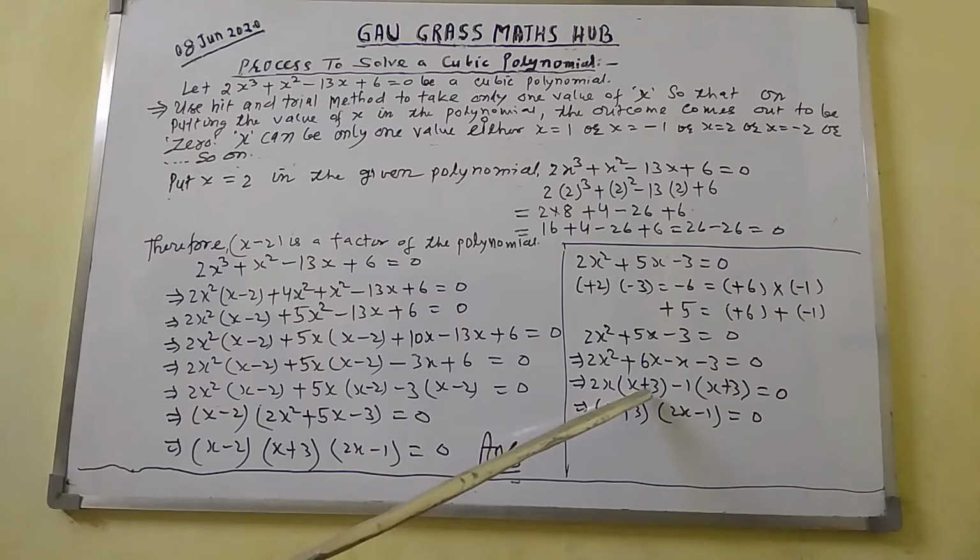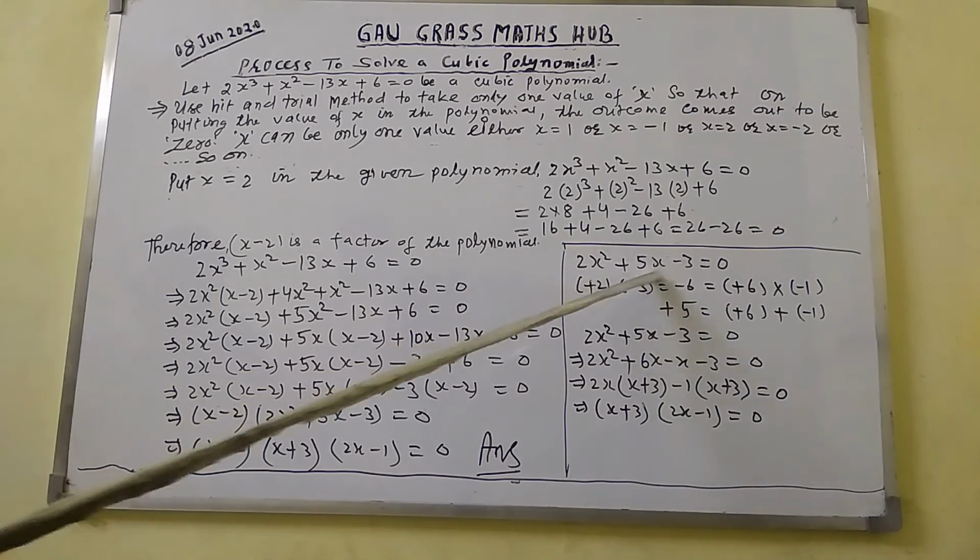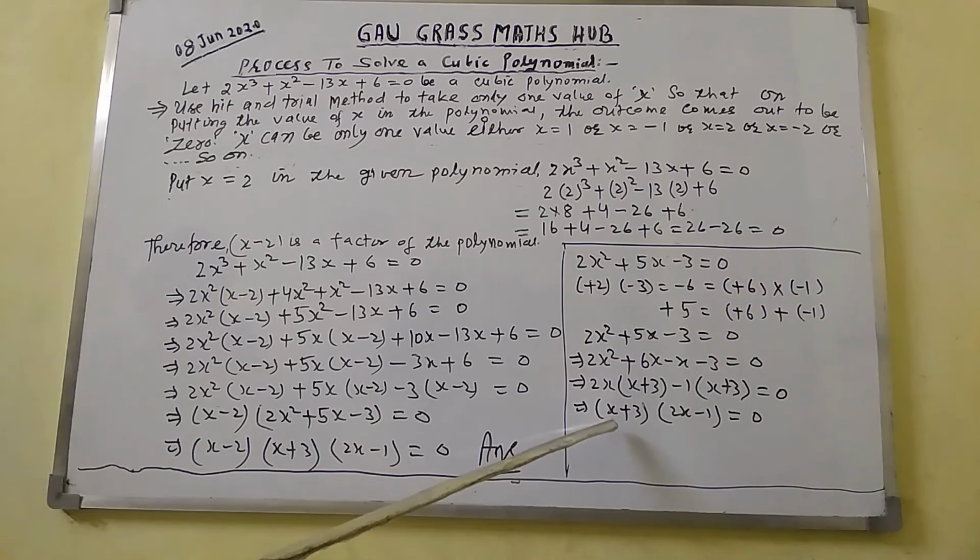This implies that here you can see x plus 3, x plus 3 is there. Write down here x plus 3. In another bracket it will come out to 2x minus 1. Write here 2x minus 1. Now I have solved this quadratic equation, the factors are x plus 3 and, in another bracket, 2x minus 1.